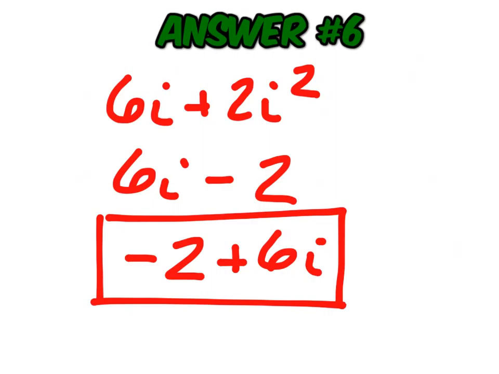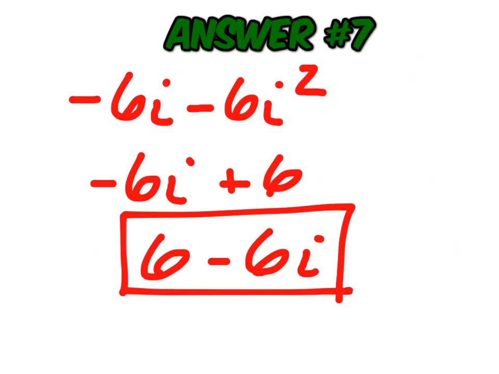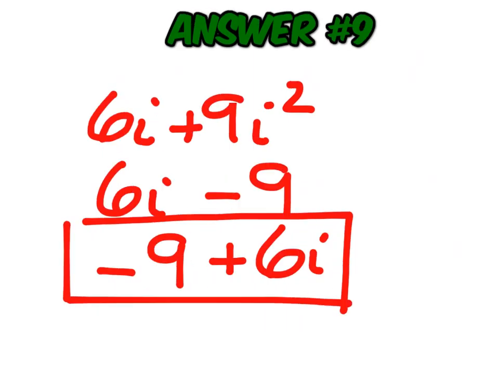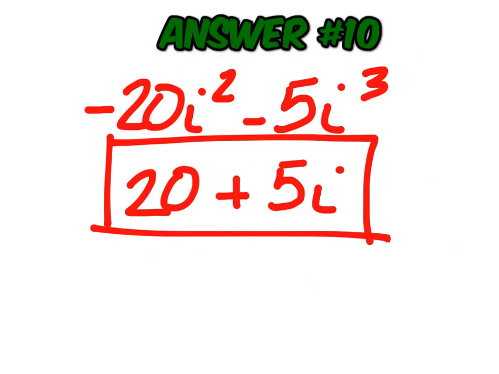6 is negative 2 plus 6i. 7 is 6 minus 6i. 8 is negative 4 plus i. 9 is negative 9 plus 6i. And 10 is 20 plus 5i.